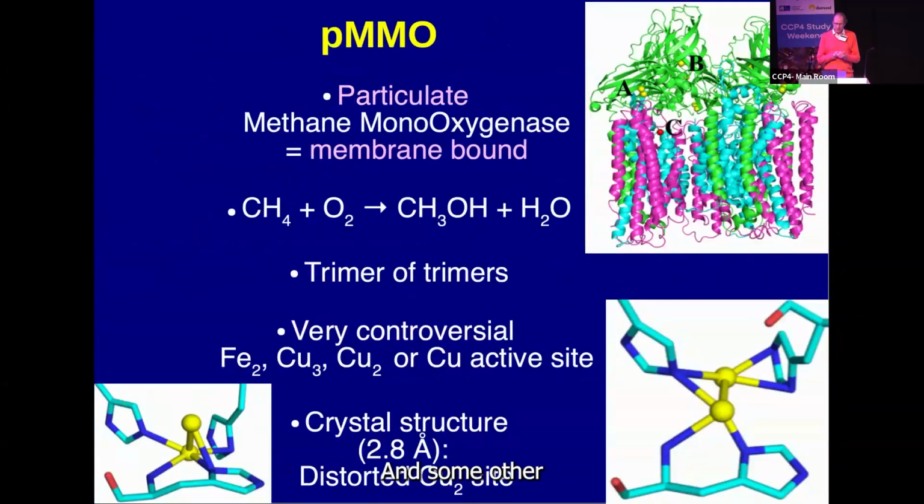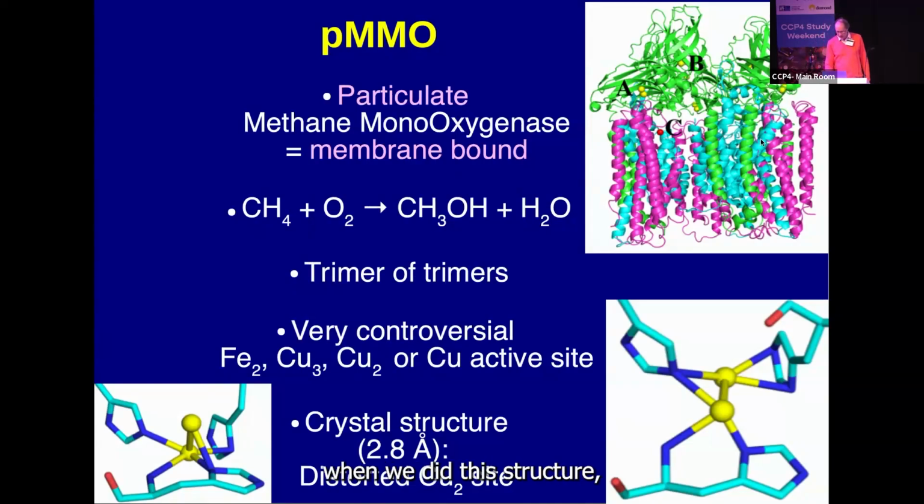Then some other applications of this method: we could interpret what we really see in the structure. So I will talk a little bit about the particulate methane monooxygenase. It's an enzyme that converts methane to methanol. And it's a strange protein. It's membrane bound, and there is no real consensus of what the active site is and what it looks like.